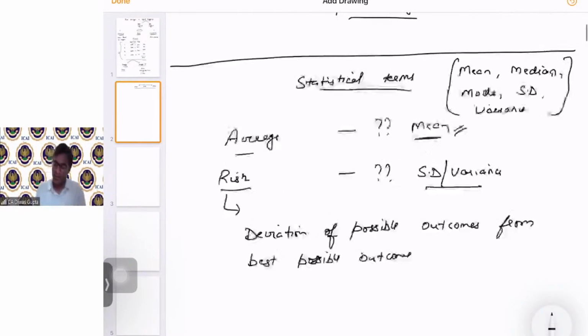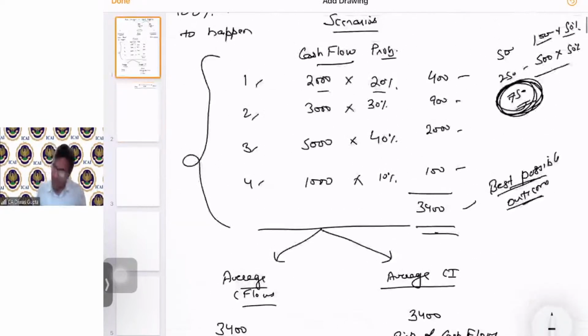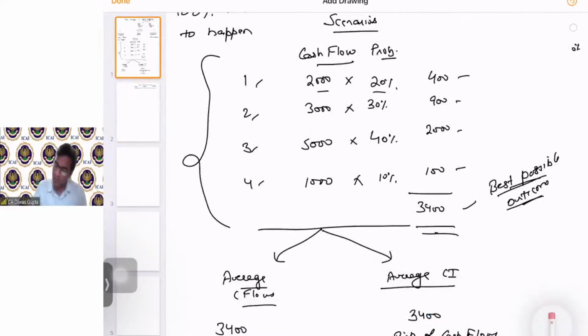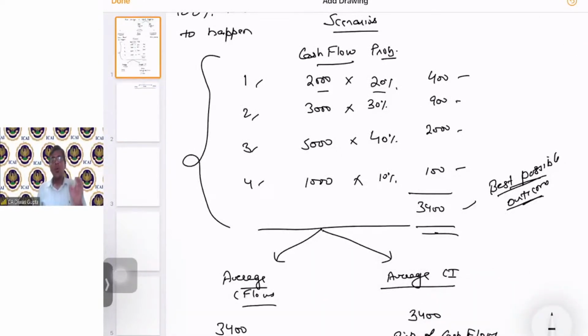See, risk is that I estimated 3,400 is going to be my cash flow. Just a second, students. Let me remove it from here. So I ended up saying that 3,400 is my best possible outcome. But there is a risk. It might go up also, it might go down also. Now, to analyze to what extent it will go up or down, I will have to see what my different scenarios are.